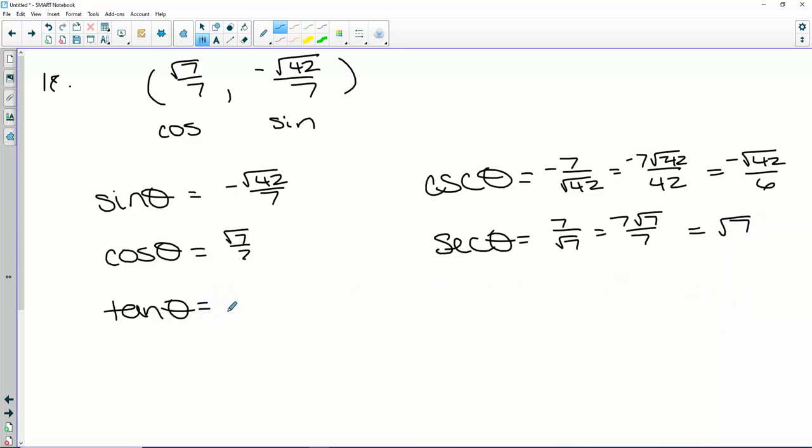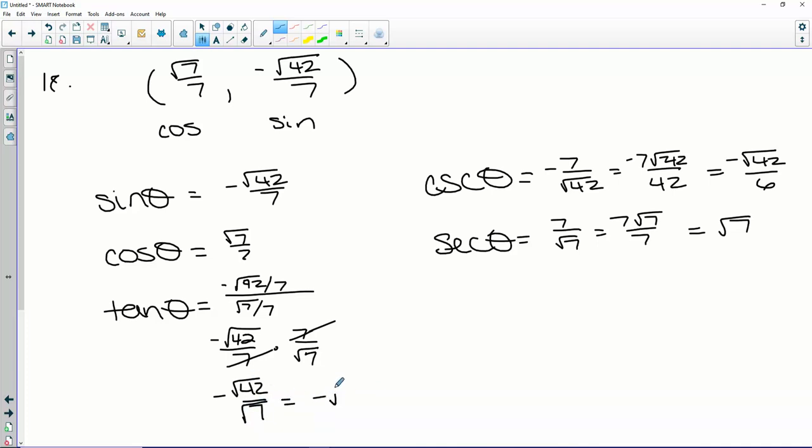And tangent. So 2 ways to think about tangent. You can think of it as sine divided by cosine, or y divided by x. So if we do that, radical 42 over 7 divided by radical 7 over 7. And a lot of people got confused on that. I've had quite a few come in and ask me today. So to divide fractions, you flip and multiply. So these drop. What you have now is negative radical 42 over radical 7. Because these are both under square root, you can just divide them, so you get negative radical 6.